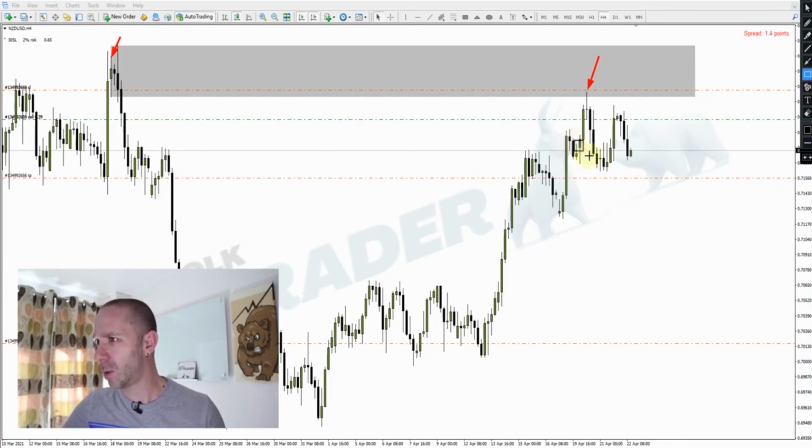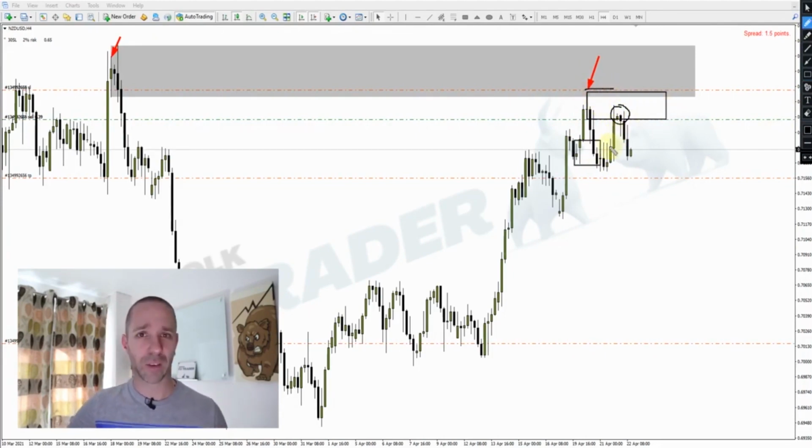And if you look closely, we had this area of demand, which has now been removed. So what's that going to create? That's going to create this area of supply. So the market has now come back into the area of supply. I've placed my stop above the high. It's a set and forget entry style. I've been triggered into the trade.